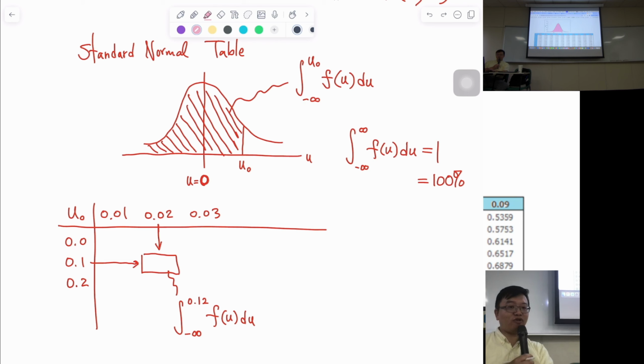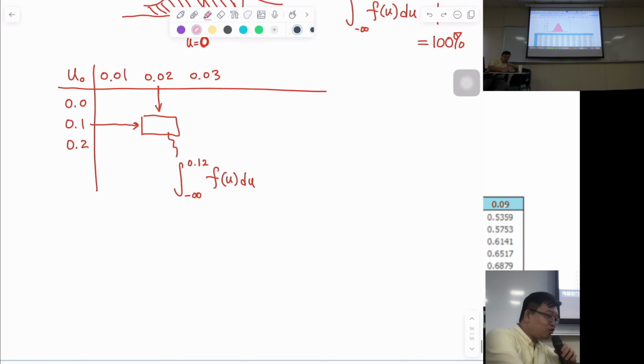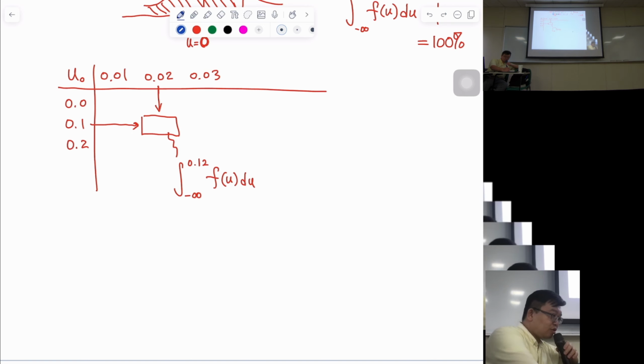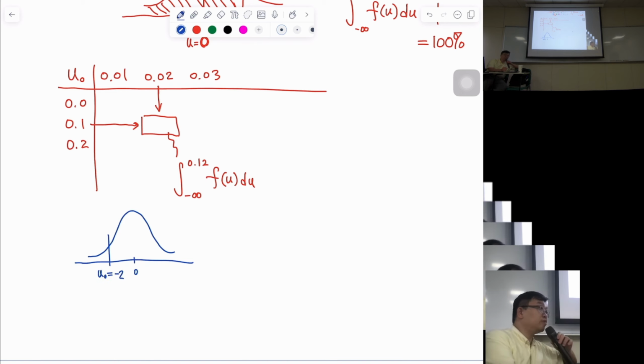But how about if you are computing something on the left? What do you do? You just need to flip it, because this normal distribution is symmetric. So if you want to compute something like this, let me show you. If you want to actually do this, here is 0, and U0 equals -2. So you are computing this area.